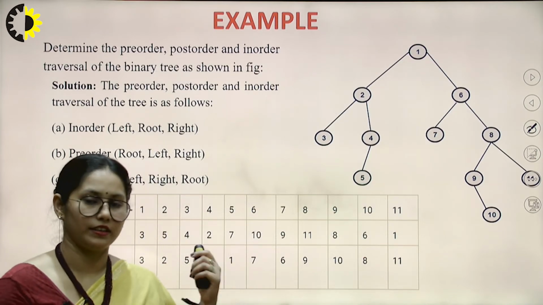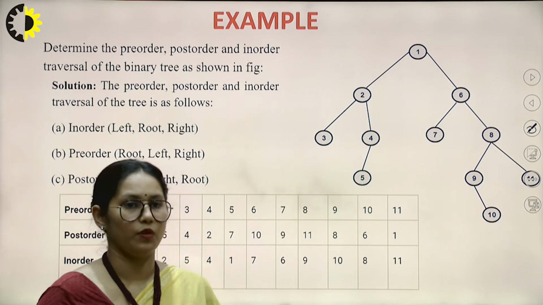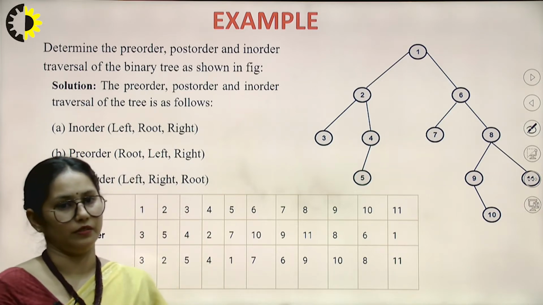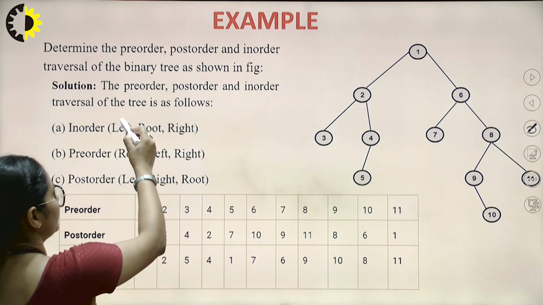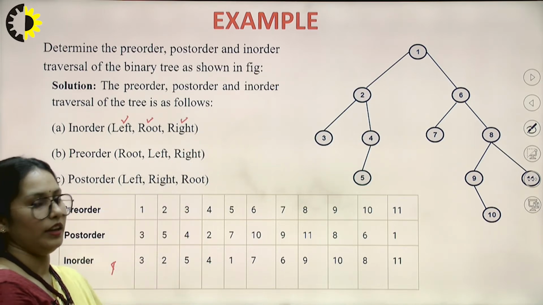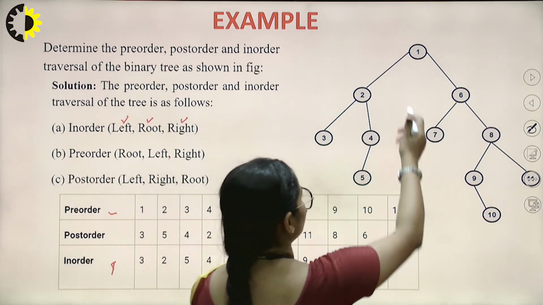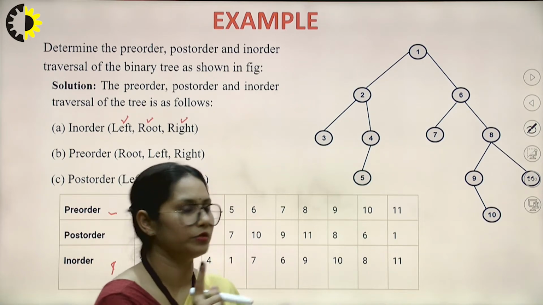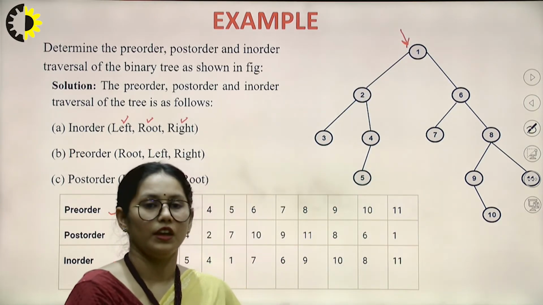So here is an example. There is a graph. You have to find out what would be the pre-order, the post-order, and the in-order traversal. As we all know, in order you have to go to first the left child, then the root node, and then the right child. If I have to visit all these nodes in this graph, I am starting from the root node. Now I am doing the in-order traversal.